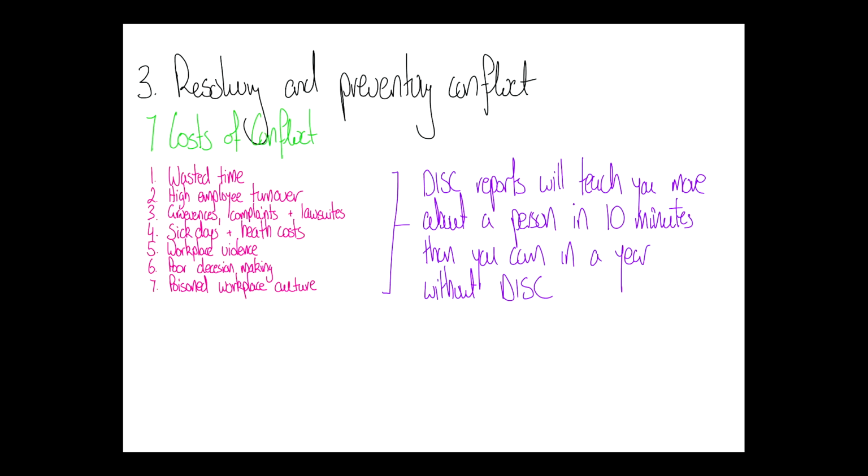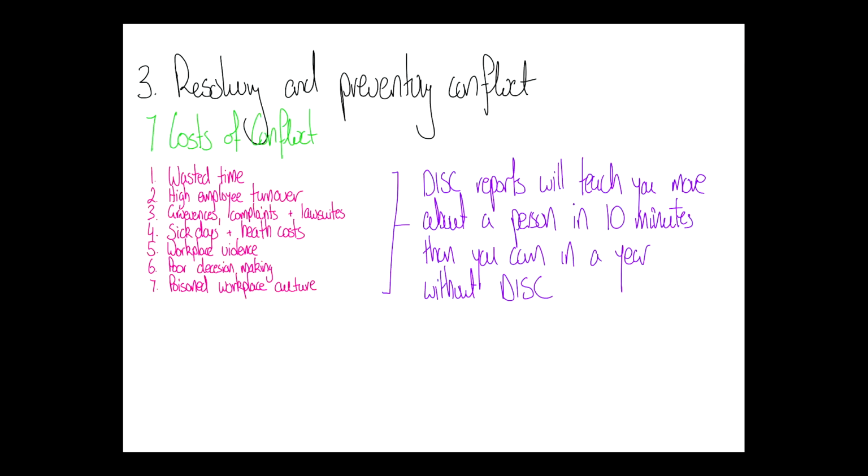And remember, there's 7 costs of conflicts, and probably the biggest cost is to your workplace culture. Once the workplace culture is poisoned, turnover increases, job applications decrease because people don't see your organization as a great place to work. So when people see your organization as a great place to work, then those applications go up and you start to attract the top talent.